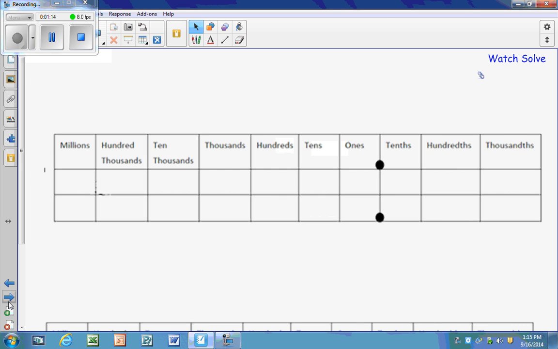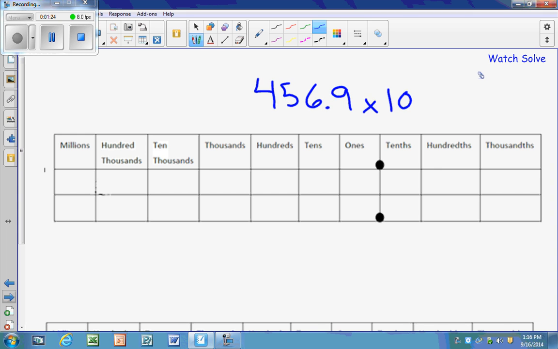So for example, here's our place value chart. If we have the number 456 and 9/10, and we're multiplying it by 100, we're going to first write 456 and 9/10 in our place value chart. The decimal right here is 9/10. Since we're multiplying, our reminder right here is that we are moving to the left, because when we multiply, we get bigger. And since there are 2 zeros, I'm jumping 2 spots.